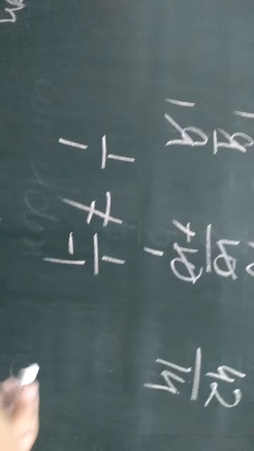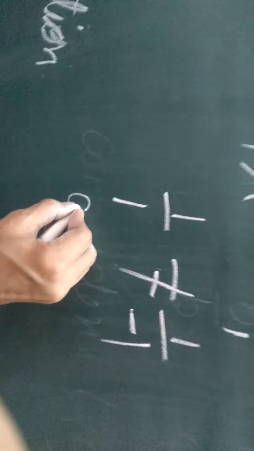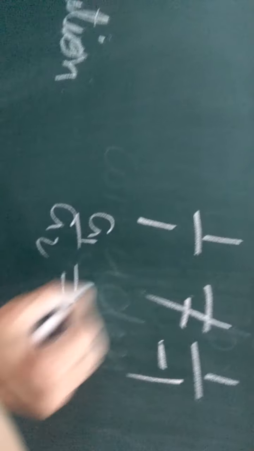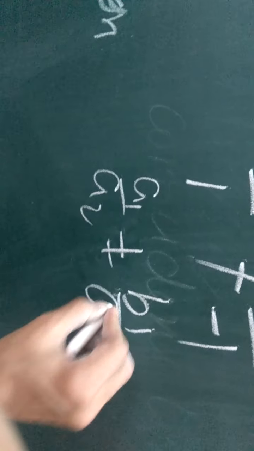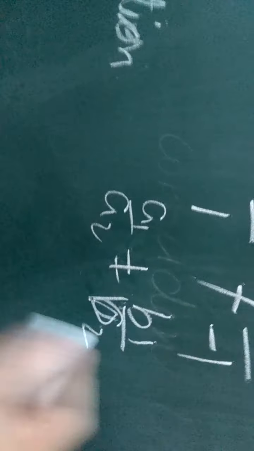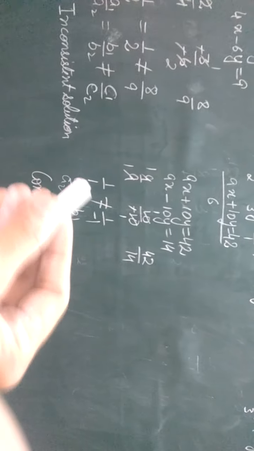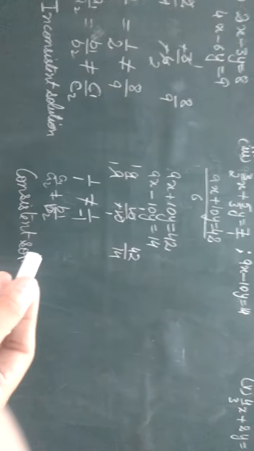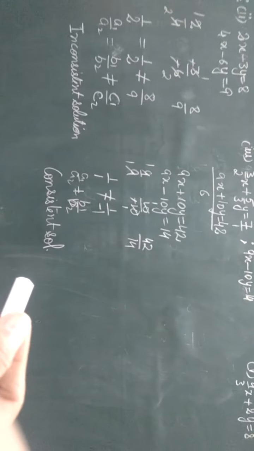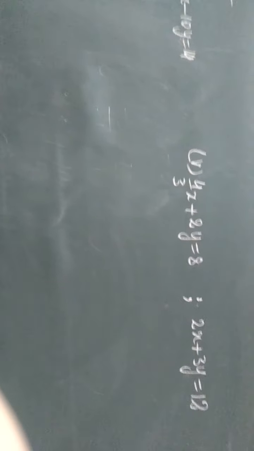No need to check the third one. If the first two ratios, A1 by A2 is not equal to B1 by B2, that means what kind of solution is there? It will be consistent solution. So I hope it is clear to you. If the first two ratios are not equal, no need to check the third one, as I told you yesterday with the table. Now the fifth part. Do the fourth part and first part yourself.